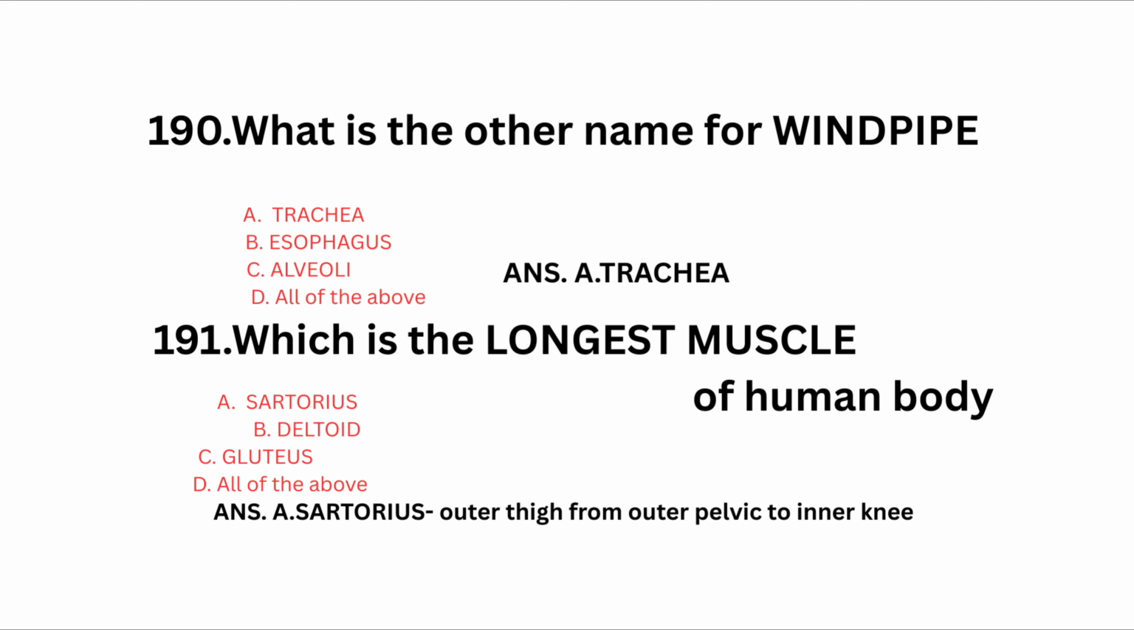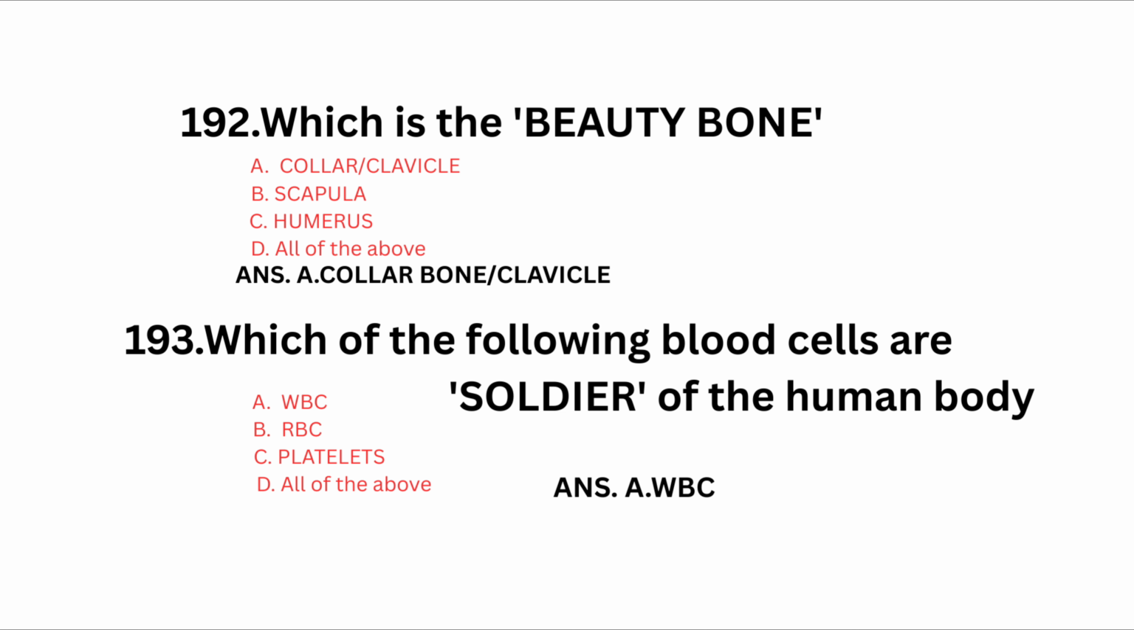Next, 190, what is the other name for windpipe? A trachea, B esophagus, C alveoli, D all of the above. Answer is A trachea. 191, which is the longest muscle of human body? A sartorius, B deltoid, C gluteus, D all of the above. The answer is sartorius. From the outer pelvic region on the outer thigh to the inner knee, it goes the longest muscle of humans.